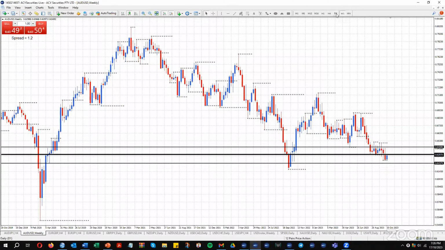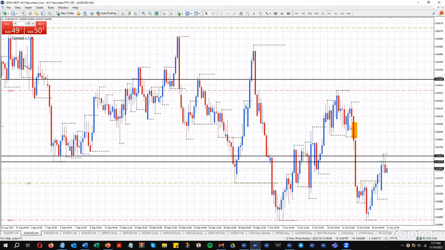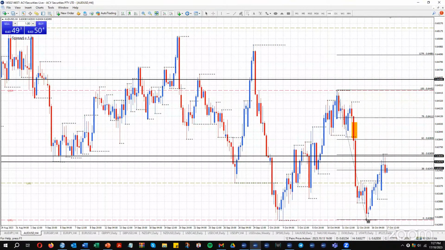So, like I've been suggesting on the other pairs of the dollar, I'm simply monitoring the 4-hour chart. There's an imbalance up here on the 4-hour chart from last week. Simply monitoring the range from last week. There it is. And my perfect levels up here at the 79% level. Looking for this imbalance to fill, coming up to the 79% level.